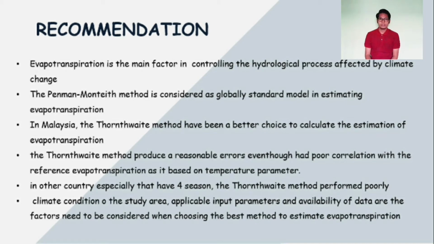Recommendation. Evapotranspiration is the main factor in controlling the hydrological process affected by climate change. The Penman-Monteith method is considered the globally standard model in estimating evapotranspiration. In Malaysia, the Thornthwaite method has been a better choice to calculate the estimation of ET. The Thornthwaite method produced reasonable errors even though it had poor correlation with the reference evapotranspiration, as it is based on the temperature parameter only.